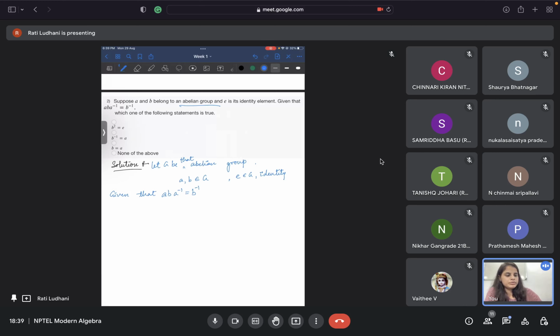Just think of what we can do. So this is the property. A inverse is equal to B inverse. Yes, ma'am. Since it is abelian, we can write (AB) inverse equal to A inverse B inverse. Yeah, exactly. And it becomes E. Right. B is equal to B inverse. Exactly. Very good.